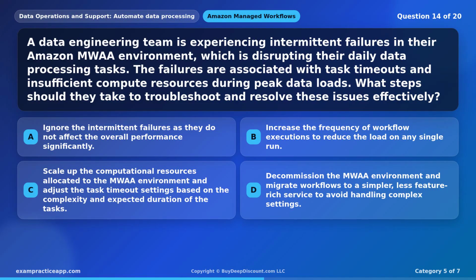The correct answer is option C, scale up the computational resources allocated to the MWAA environment and adjust the task timeout settings based on the complexity and expected duration of the tasks. Explanation: the best approach to address intermittent failures in an Amazon MWAA environment is to scale up the computational resources to better handle peak data loads and adjust task timeout settings appropriately. This ensures that the workflows have sufficient resources to execute without disruptions and that tasks have adequate time to complete, especially during complex or heavy data processing periods.